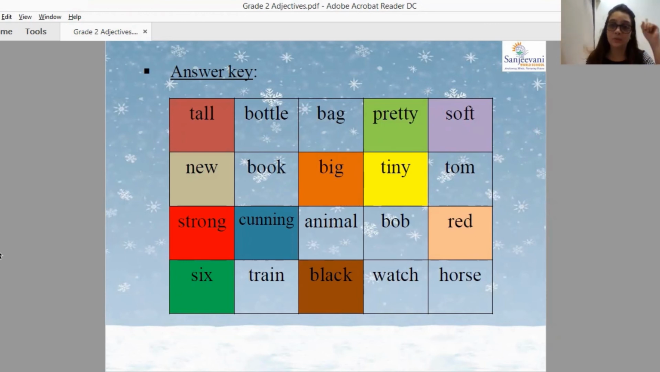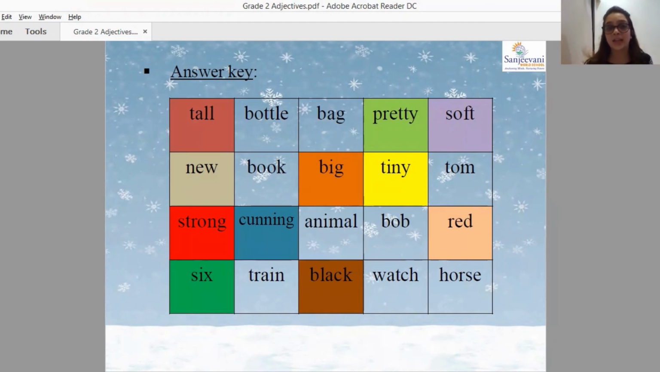Tiny. Remember the picture of the ant, and tiny is telling more about the word ant. That's why it is an adjective. Tom is the name of a person. That's why it's a naming word, that means a noun. Strong. For example, I'll give an example. Hulk is very strong. The superhero Hulk, it is saying that he is very strong. So that's why the word strong is a describing word.